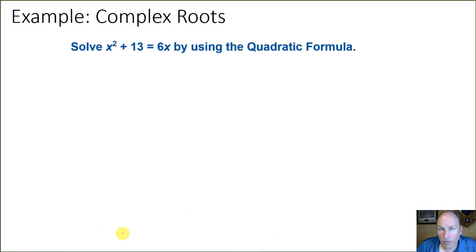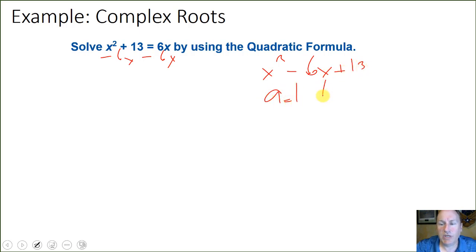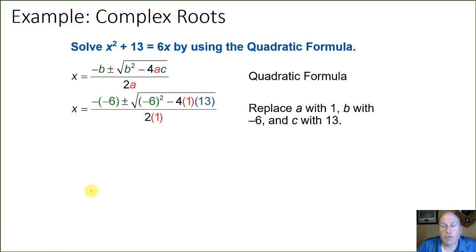Let's look at an example where we wind up with complex roots because there are no real solutions. You'll recall that complex roots occur when there are no real solutions, no real intercepts on the x-axis. So x squared plus 13 equals 6x. We're going to move the 6x to the other side through subtraction, which gives us x squared minus 6x plus 13. And so our a term is 1, our b is negative 6, and our c is 13. So we're going to replace the a with 1, the b with negative 6, and the c with 13.